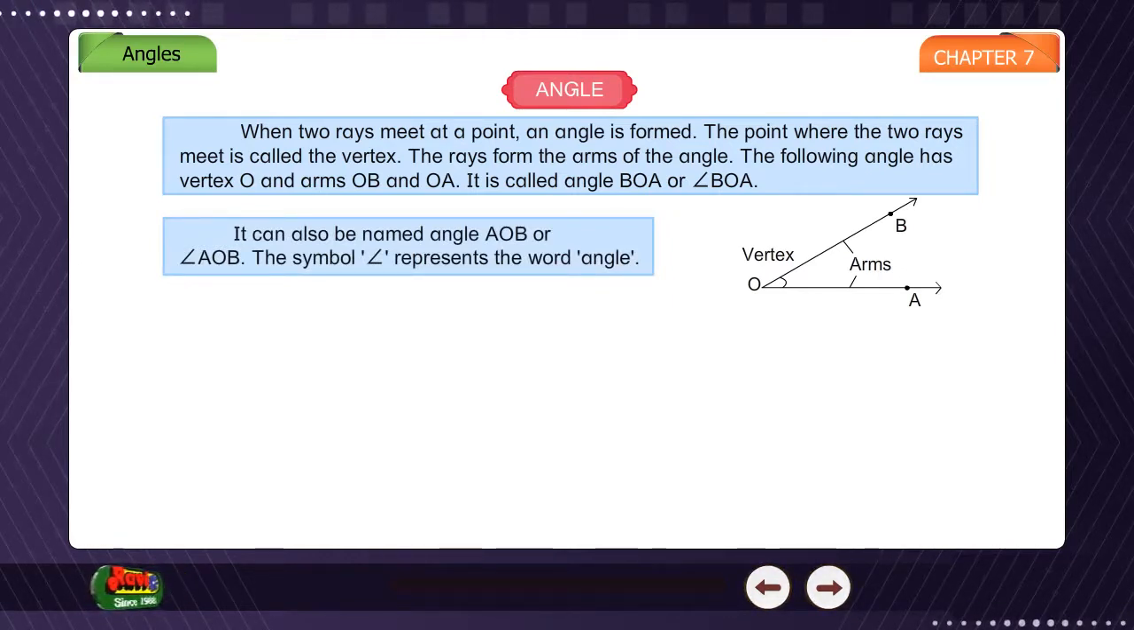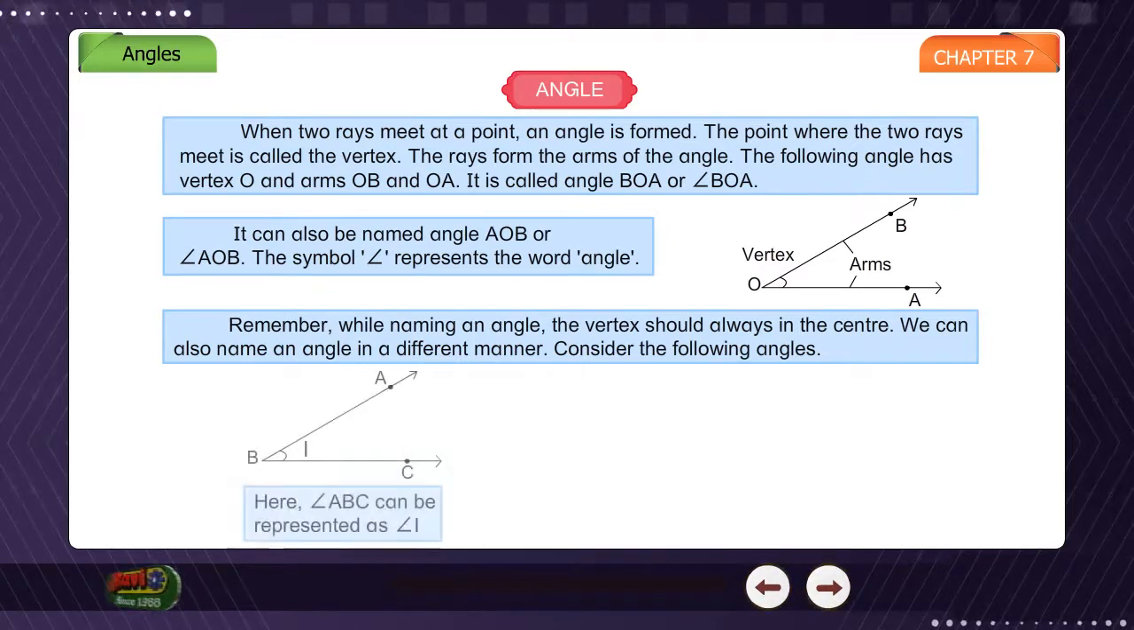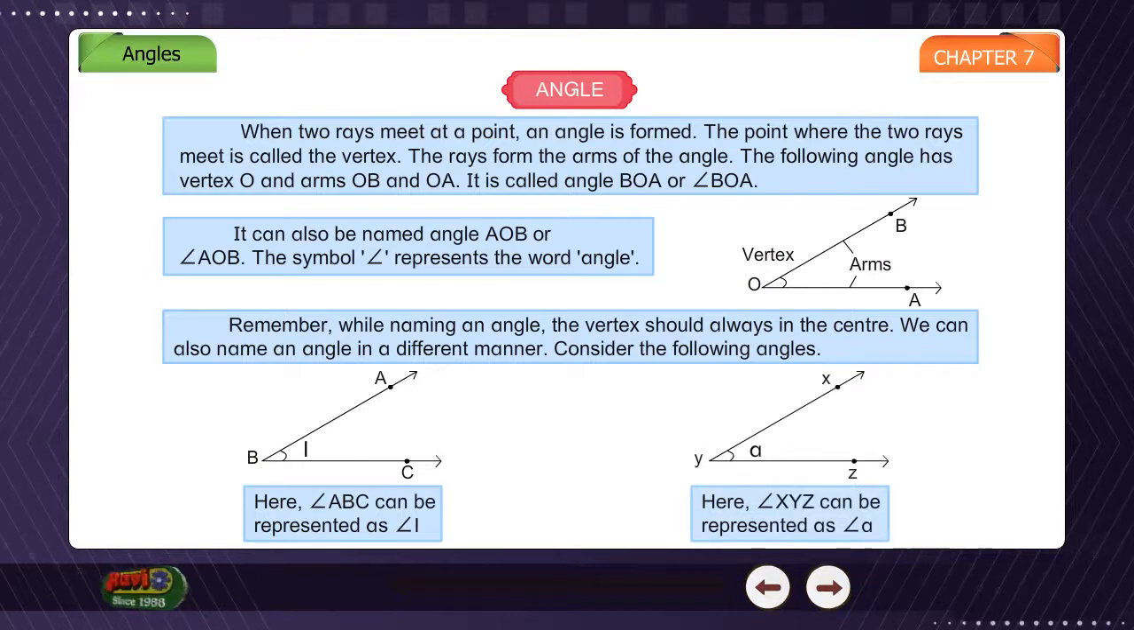The symbol represents the word angle. Remember, while naming an angle, the vertex should always be in the center. We can also name an angle in a different manner. Consider the following angles. Here, angle ABC can be represented as angle 1. Here, angle XYZ can be represented as angle A.